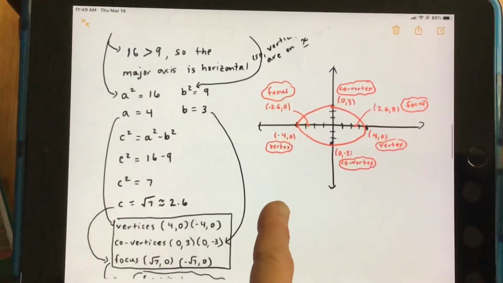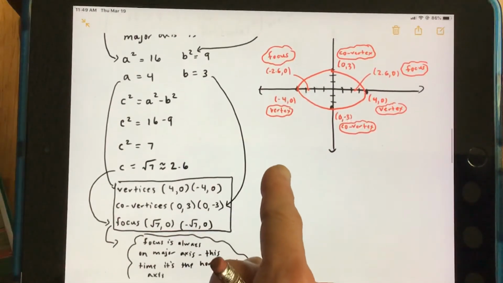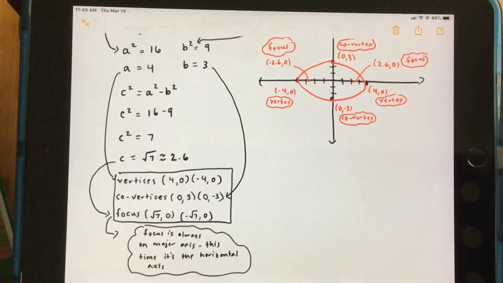Here I am recording what I just found out, what the vertices are, and the covertices, and the focus. I have to know where to put the 0 in the x or the y coordinate. Well, my vertices are going to be on the major axis, and in this case, that would be the horizontal axis, because that was where the bigger number was underneath the x squared. So on the x-axis, the y-coordinate has to be 0. So that's how I know my vertices are at 4, 0, negative 4, 0. The vertices will always be the a number, and then there will be a 0 in the other coordinate. If the major axis is horizontal, you'll have a 0 in the y-coordinate. If your major axis is vertical, your 0 will be in the x-coordinate.